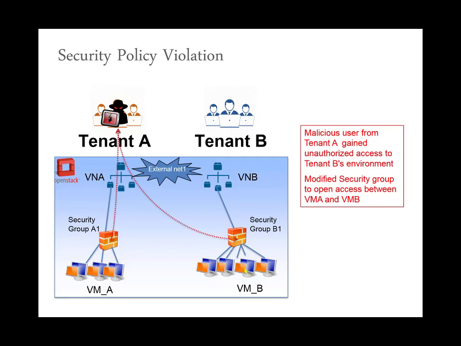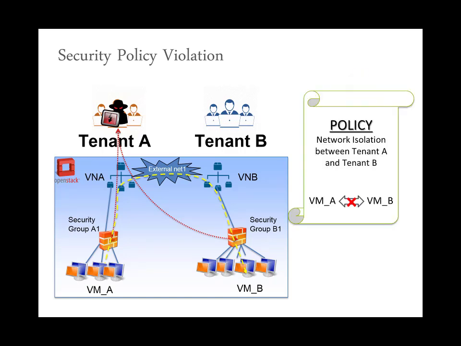Now suppose a malicious user from tenant A has gained unauthorized access to the victim's machine in tenant B and modifies its security group to security group B1, which is supposedly a less restricted security group. Therefore, the attacker will be able to establish a communication channel from his own virtual machine to the victim's, and these two VMs will be reachable from each other, which is a breach according to the network isolation policy.